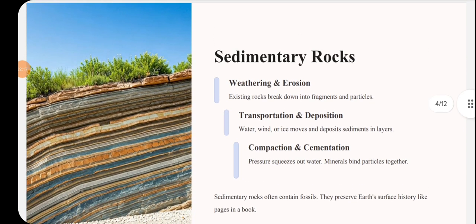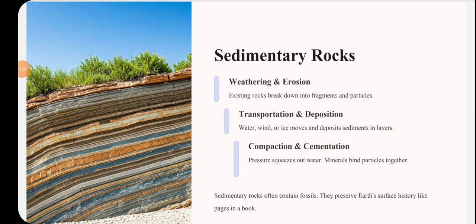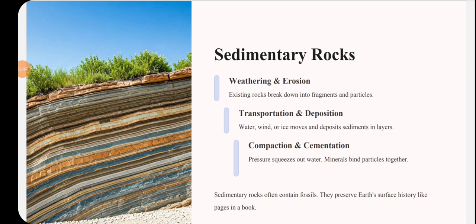So sedimentary rocks. Weathering and erosion: existing rocks break down into fragments and particles. Transportation and deposition: water, wind, or ice moves and deposits sediments in layers. Compaction and cementation: pressure squeezes out water, and minerals bind particles together. Sedimentary rocks often contain fossils. They preserve Earth's surface history like pages in a book. As you can see on the left, the image shows you how it looks.